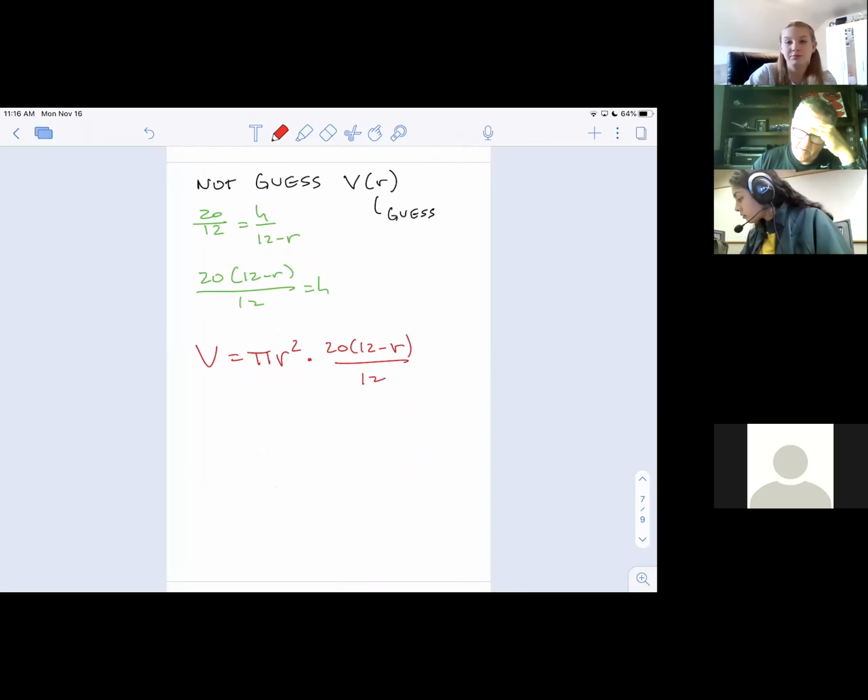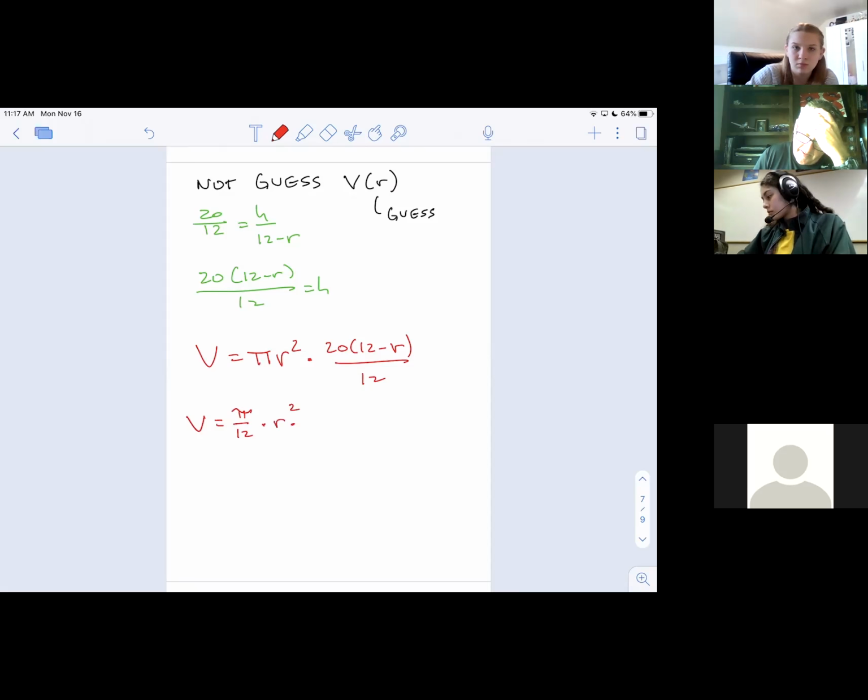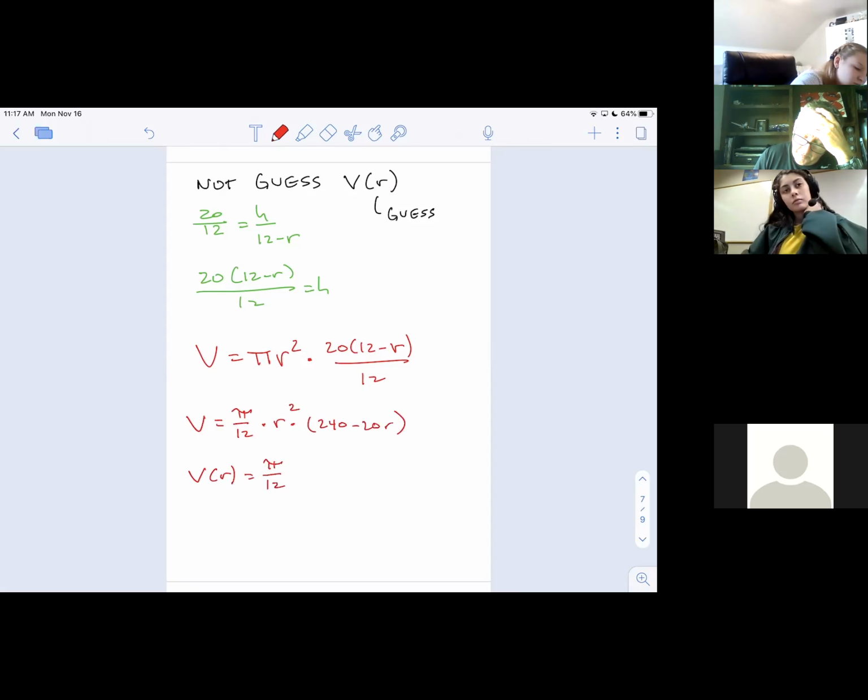So let's see, let's multiply this out. Well, what do I get? I don't want to take the derivative now because it looks like there's fractions everywhere. There's product rule, but I can see there's a pi divided by 12, and then there's an r squared, and then if I multiplied 20 into that 12, that'd be 240 minus 20r, and so then I could keep distributing r squared, and I'd have pi over 12 outside, multiplied by 240 times r squared, which is 240r squared, and then 20r times r squared would be 20r cubed.